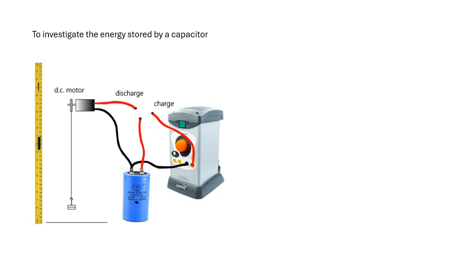What you should show with this is that the energy stored, if we're talking a half CV squared, is going to be proportional to the voltage squared. So if you double the voltage, the mass should go up 4 times higher. If you double the capacitance, and you can do that by putting 2 capacitors in parallel, then it will double the height. If you double the voltage, it'll go 4 times the height. So this is a nice little experiment you might do to investigate the energy stored by a capacitor.